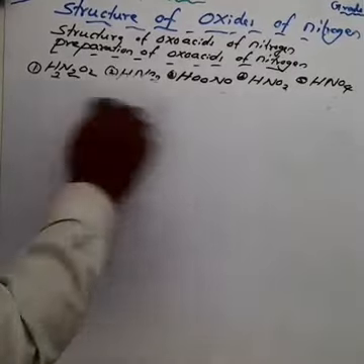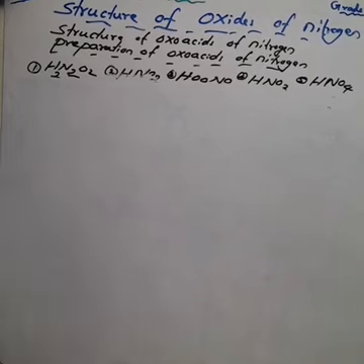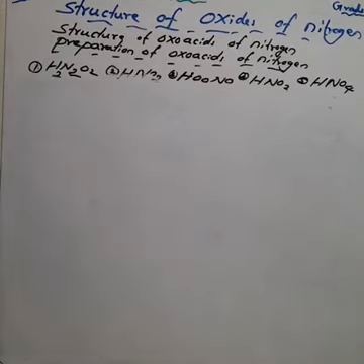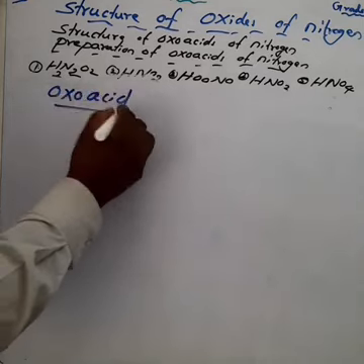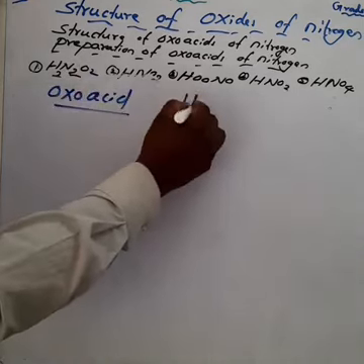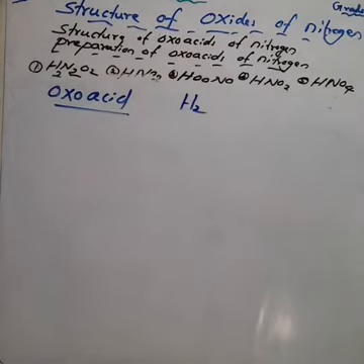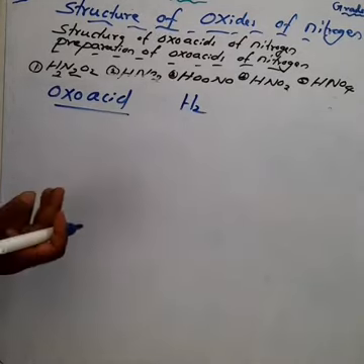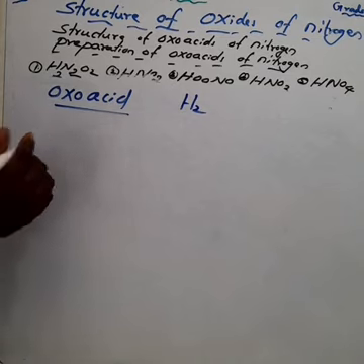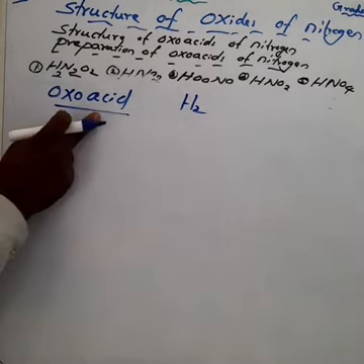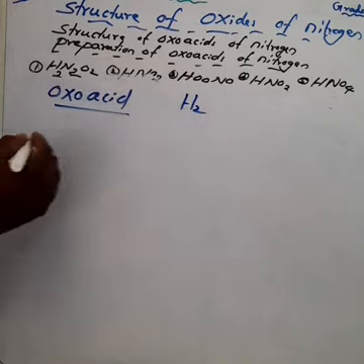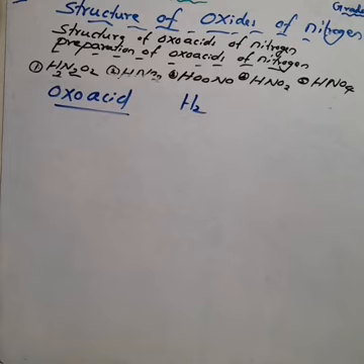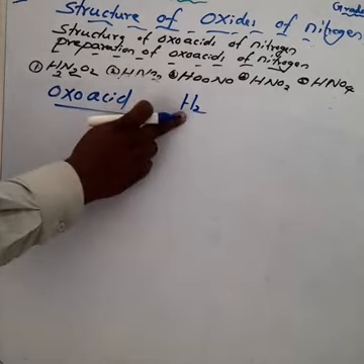Next one: structure of oxoacids of nitrogen. Oxoacids of nitrogen means each compound has hydrogen. Am I right? Yes or no? In oxides of nitrogen there is no hydrogen, there is only nitrogen and oxygen. An oxoacid, an acid, must contain hydrogen, H plus. So here, oxoacids of nitrogen must contain what? Hydrogen atom. Am I right?